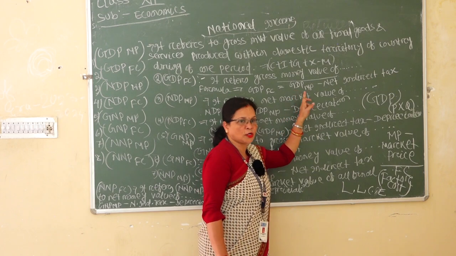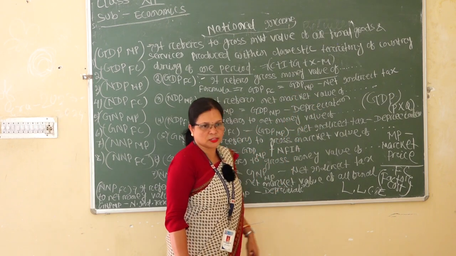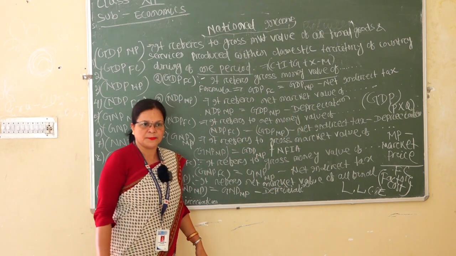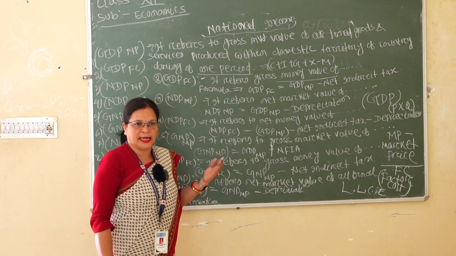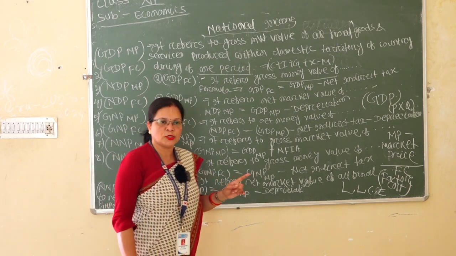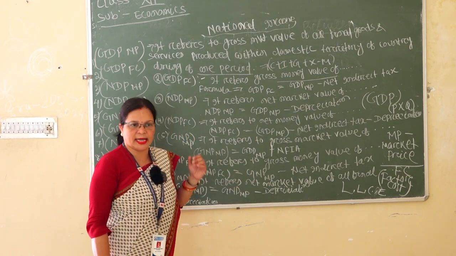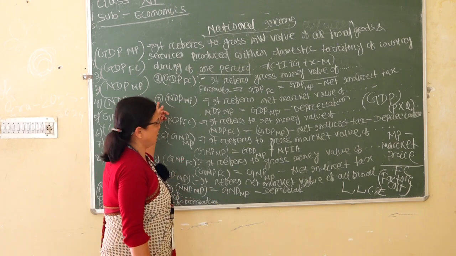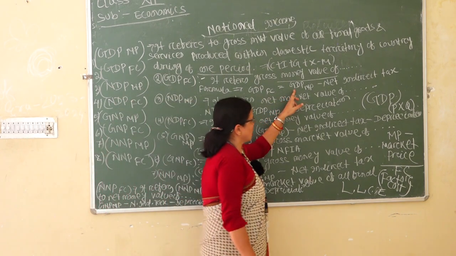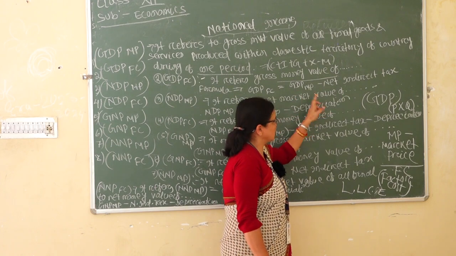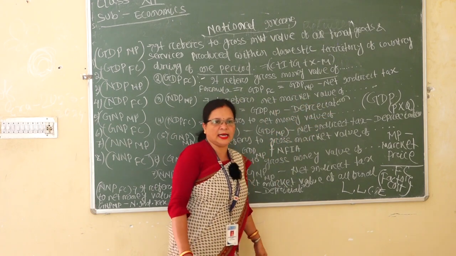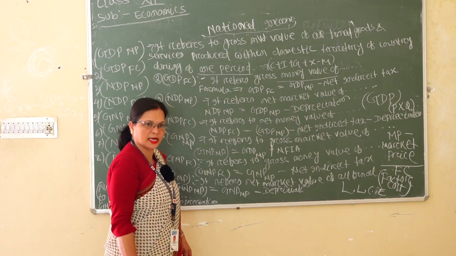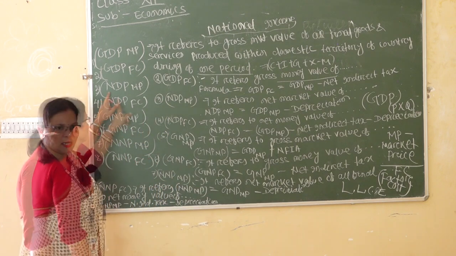Gross domestic product at market price minus net indirect taxes. I have already told you that tax is divided into two types: one is direct tax and another is indirect tax. So what is the formula of GDP FC? It means gross domestic product at market price minus net indirect tax. Clear?